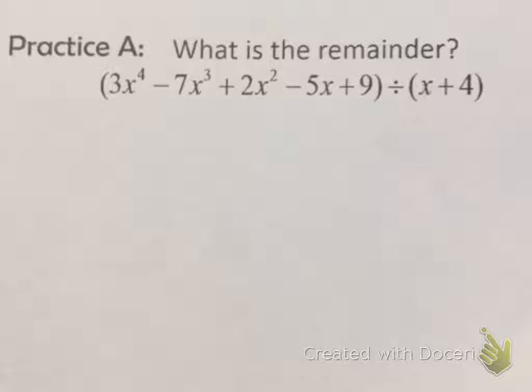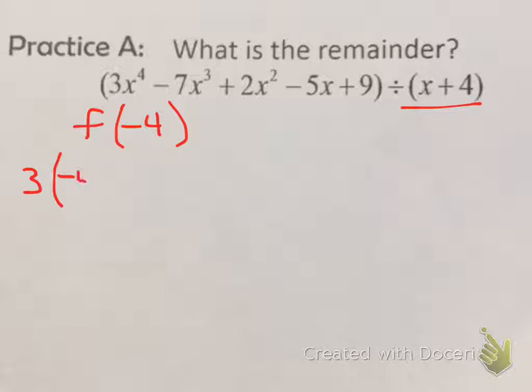The next example asks what's the remainder, and it gives you x minus 4, or I'm sorry, x plus 4, which means when we substitute in, we're going to find f of negative 4. You could totally do synthetic division here if you wanted to find the remainder. It's your choice, or you can substitute it in.